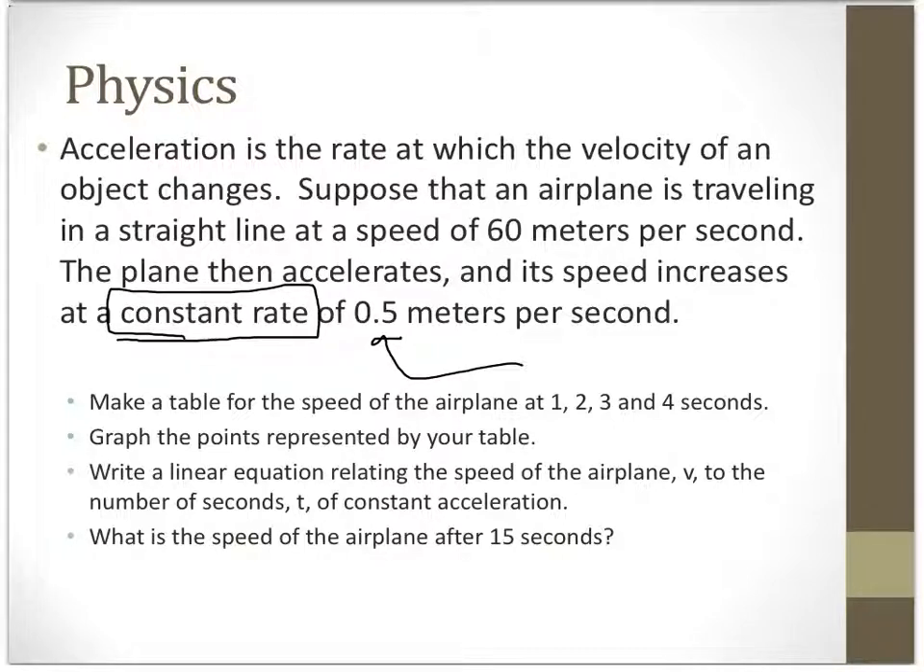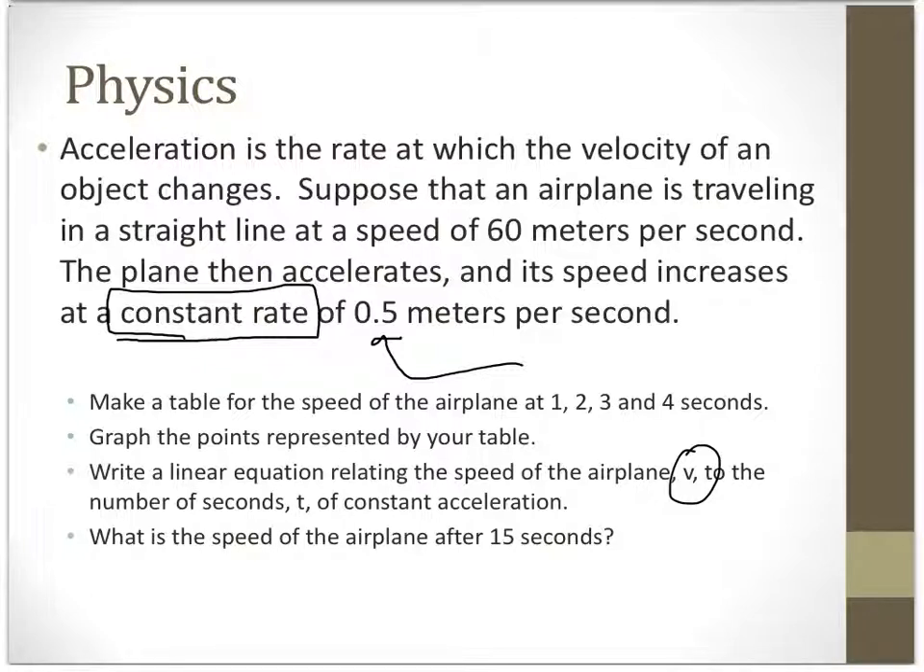Make a table based on 1, 2, 3, and 4 seconds. We're going to graph the points represented by the table, and we're going to write a linear equation relating the speed of the airplane, which is v. Okay, so we want to make sure that we're using the variable that's associated in the problem to the number of seconds t of constant acceleration.